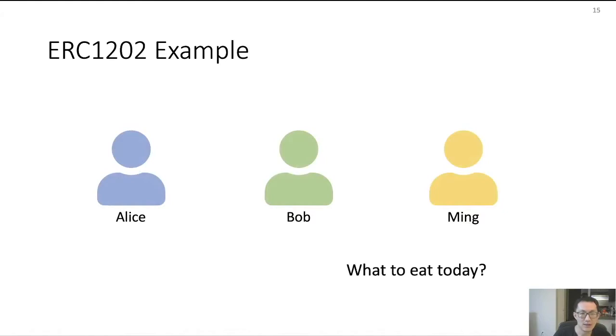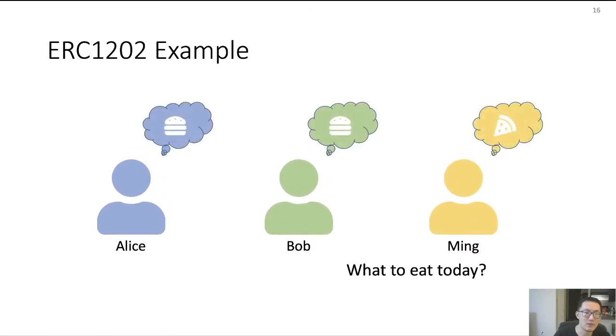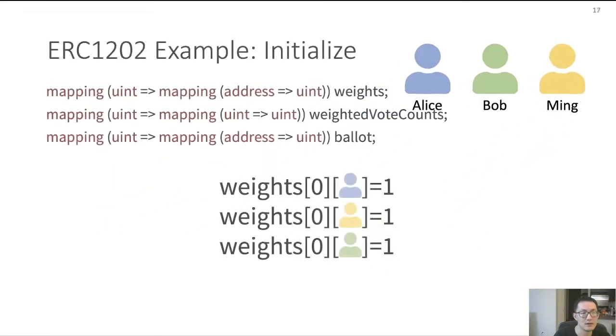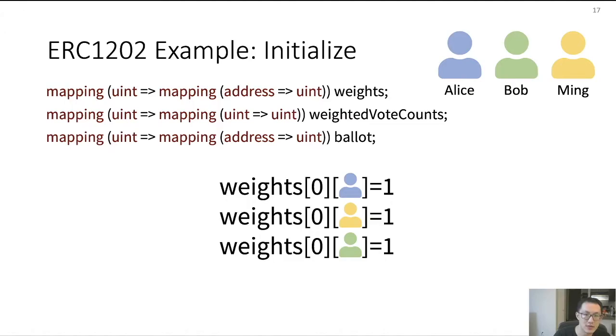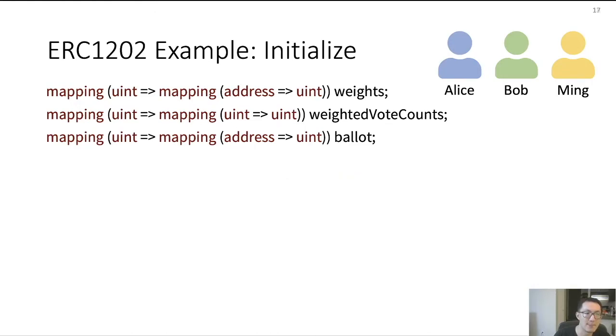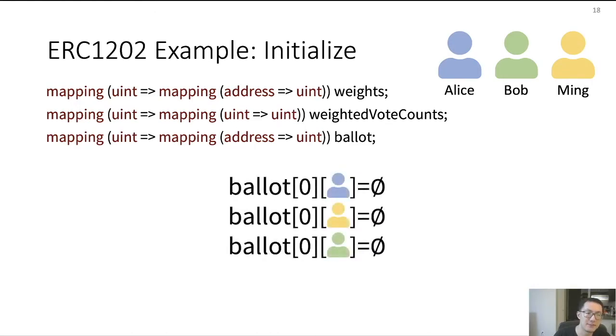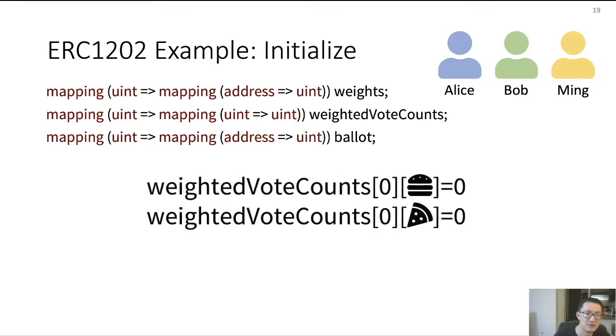Consider Alice, Bob, and Ming are planning to use the vote contract to decide what to eat today. Alice and Bob want to eat burger, and Ming wants to eat pizza. First, they initialize the vote contract and use 0 as the issue ID. They set the weight of each participant to 1. Set their ballot to empty. And for each option, burger and pizza, the initial weighted vote count is 0, since no one has voted that option yet.